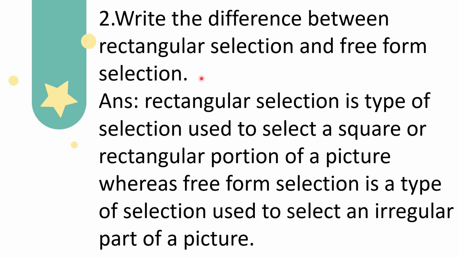Second question, write the difference between rectangular selection and free form selection. Answer, rectangular selection is a type of selection used to select a square or rectangular portion of a picture, whereas freeform selection is a type of selection used to select an irregular part of a picture.